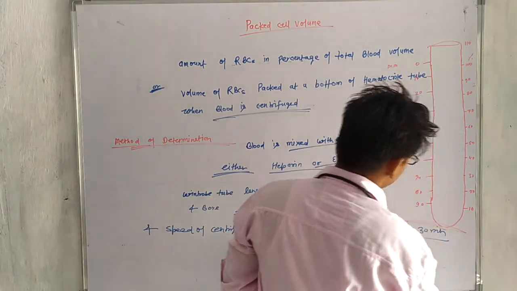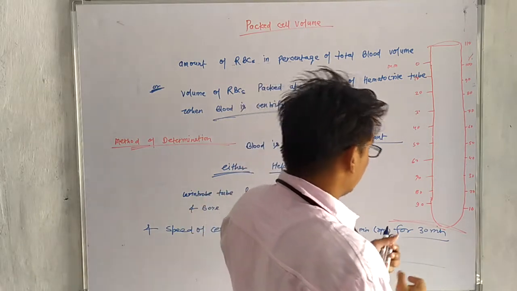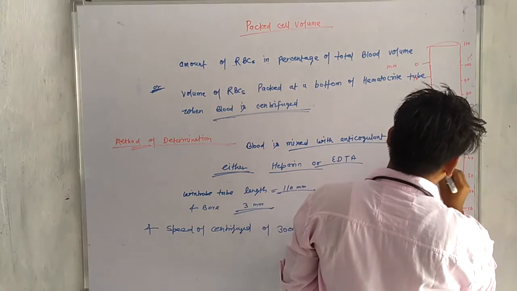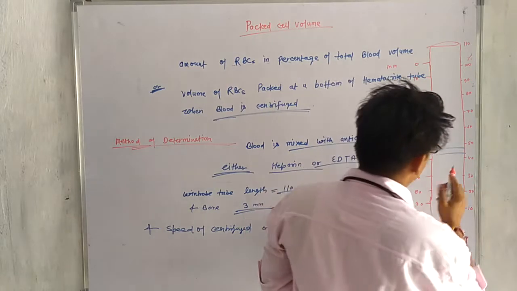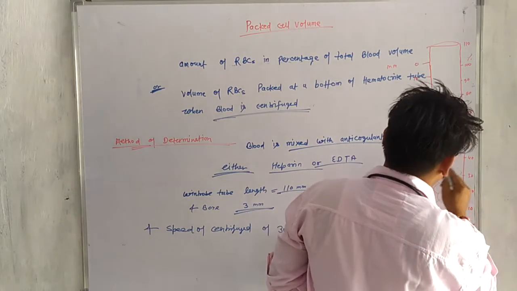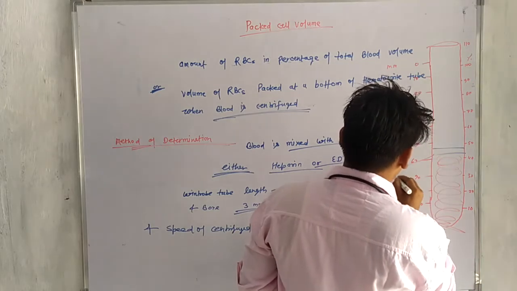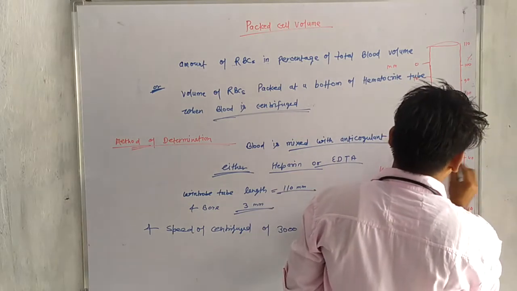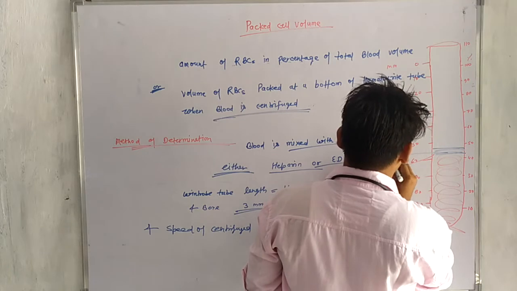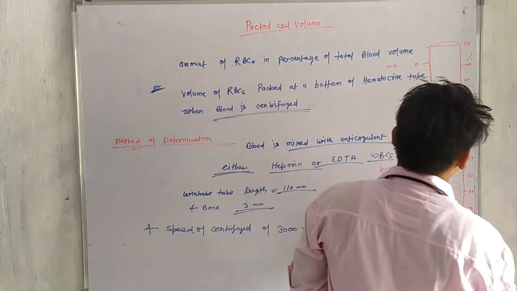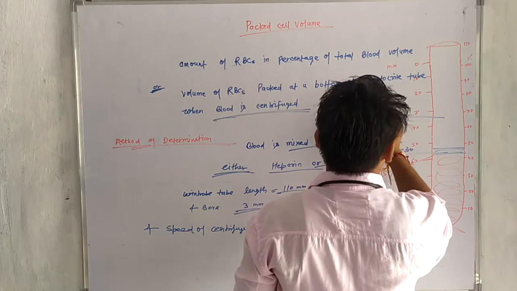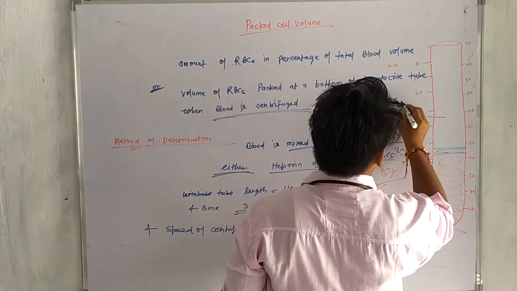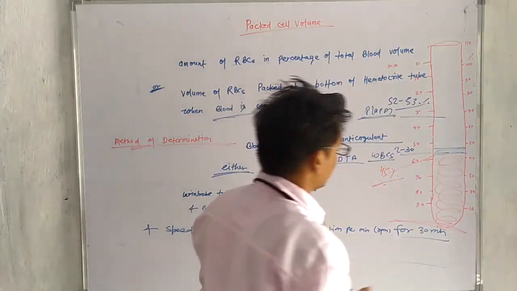This is the Wintrobe tube. After centrifuge, the RBC is packed at the bottom, about 45%. In the middle is WBC, about 2 to 3%, and above is plasma, about 50 to 53%.